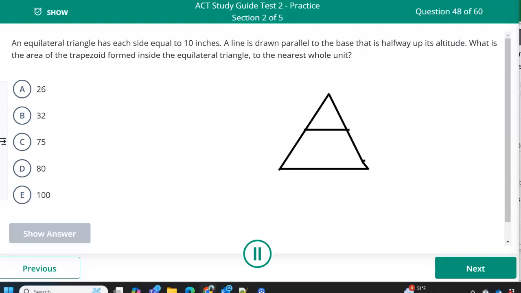The length of all the sides is 10. Now, the length of the line that we drew parallel and halfway up is going to be 5. I have to find a convenient place to put that because I still need to draw the altitude. So let's say that that is 5. All right, let's draw the altitude. The altitude is going to be here.